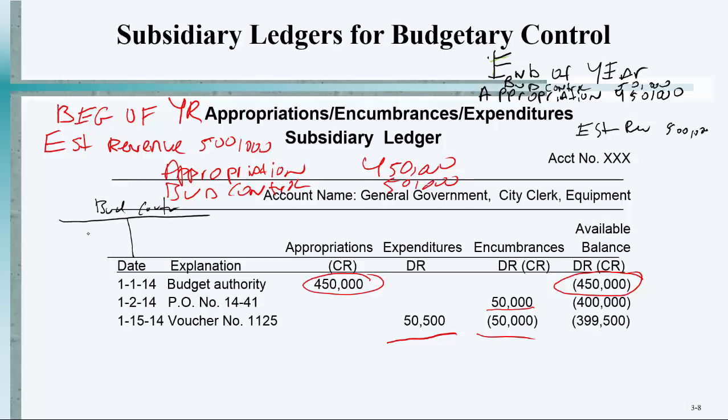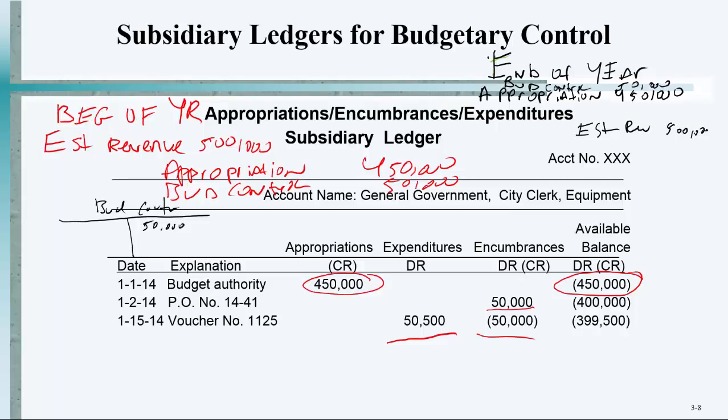Budgetary control, beginning of the year, I did what? Credited for 50, didn't I? Then when I ordered that stuff, I did what? I debited the encumbrance, I credited the budgetary control, didn't I? Then when the stuff came in, I debited the budgetary control, I credited the encumbrance, didn't I?